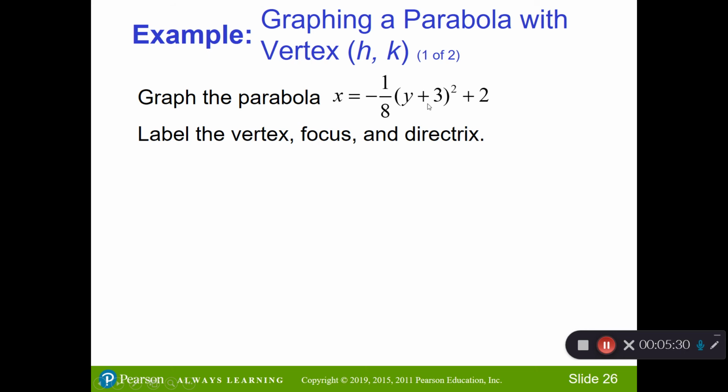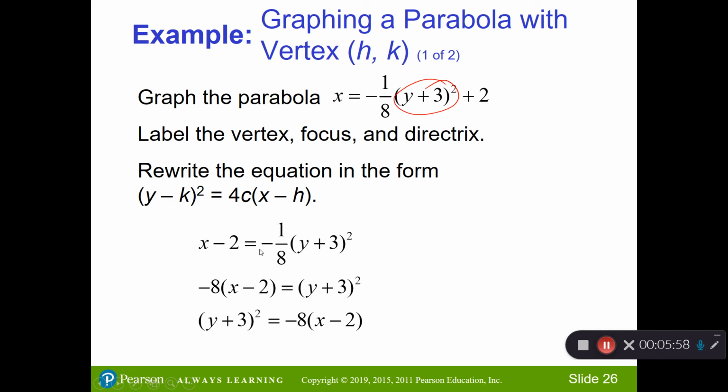All right, so I want to graph this parabola. So first thing that I'm going to do is put it in that correct form, x minus h and y minus k. Well, clearly the y term is going to be the one squared, so this is my y minus k squared term. So I'm going to go ahead and subtract the 2 over here and then multiply the negative 8. But when I subtract the 2 over, this becomes my x minus h term. So when I multiply this negative 8 to the other side, it's going to sit out front. And this becomes my 4c, is the negative 8.